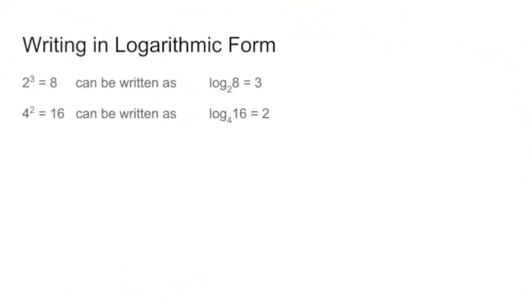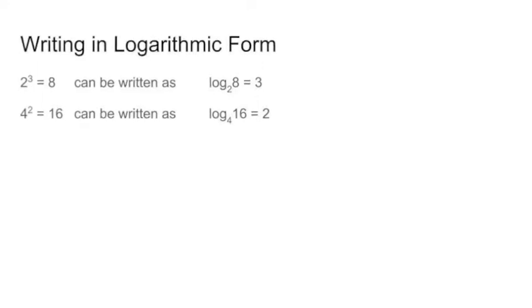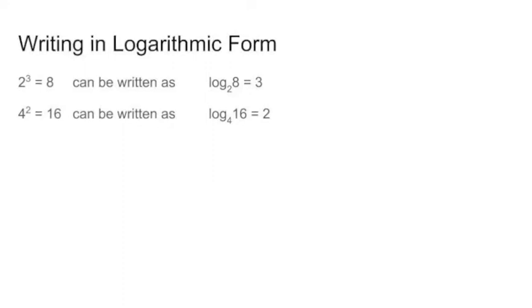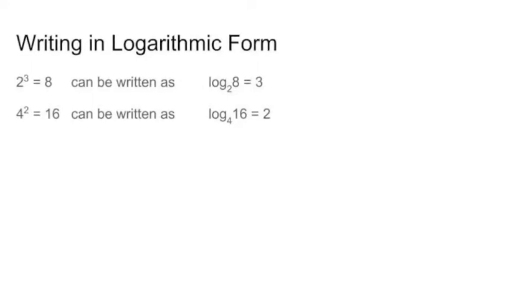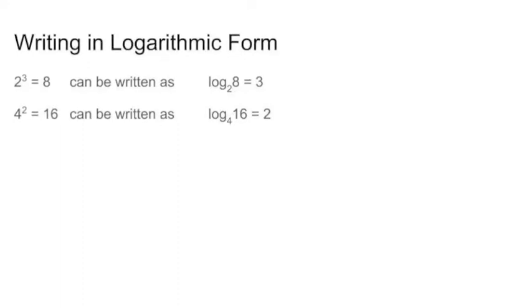Okay, so writing in logarithmic form. If we have an exponential form like 2 to the third power equals 8, our b is 2, our x is 3, and our y is 8. It can be rewritten as log base 2 of 8 equals 3. Another example, if we have 4 squared equals 16, that can be rewritten as log base 4 of 16 equals 2. And again, because 4 to the second power equals 16 and 2 to the third power equals 8, that's why it can be written from the exponential form to that logarithmic form.